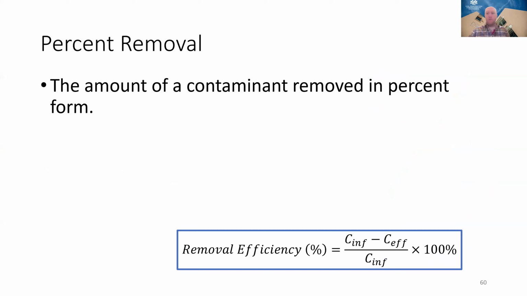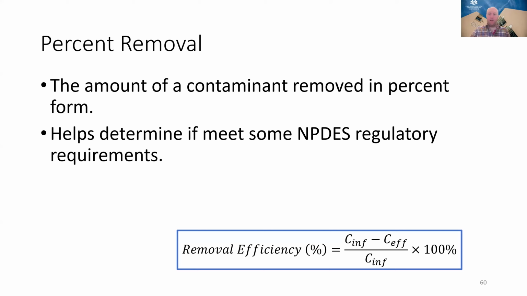This is percent removal, the amount of a contaminant that you're removing throughout your treatment. So it's in a percentage form. This is really helpful if you have a plant and you're trying to figure out what's coming in and then what's going out. You may need to do this for your NPDES permit, for your regulatory requirements.